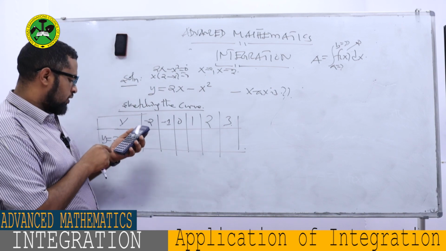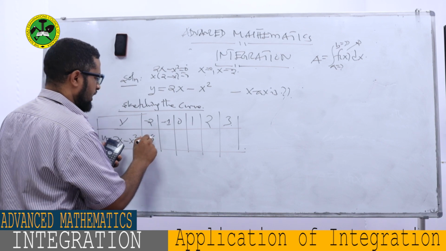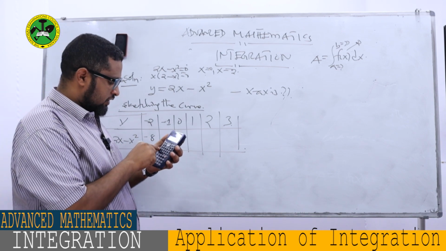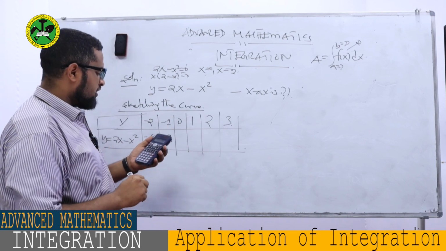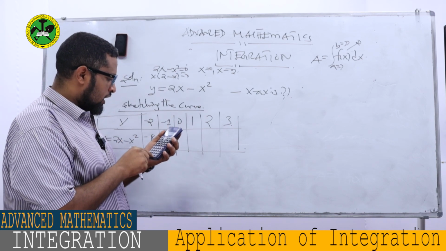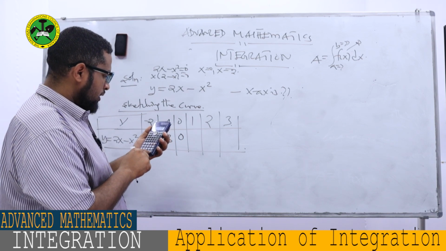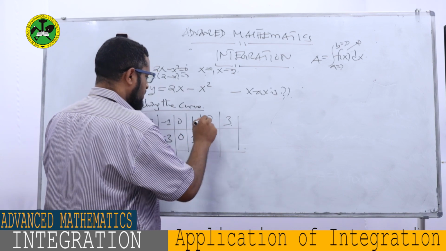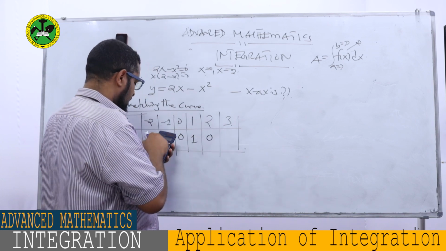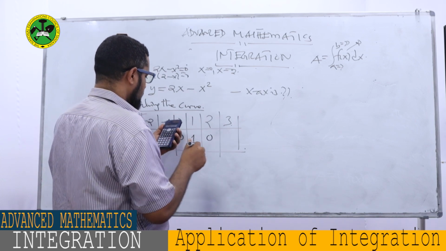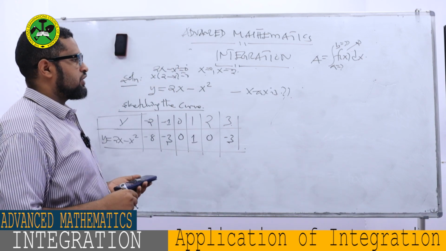Calculating. When x is negative 2, when you calculate you get negative 8. Again, when x is equal to negative 1, you get negative 3. When x equal to 0, here we get 0. Again, calculating when x equal to 1, you get positive 1. When x equal to 2, here you will get 0. When x equal to 3, we'll get negative 3. Those are enough to sketch your graph.